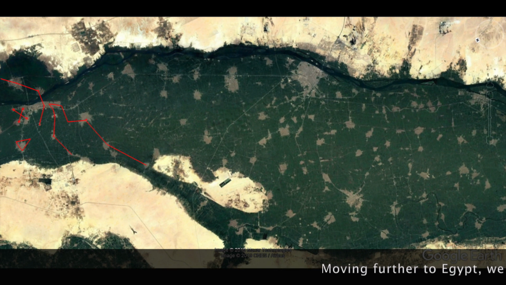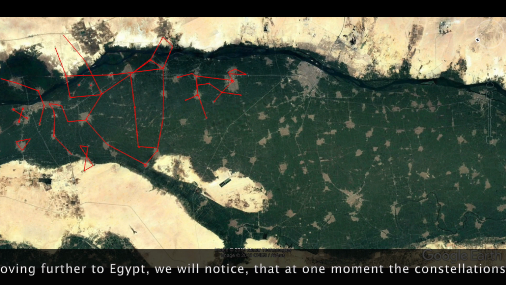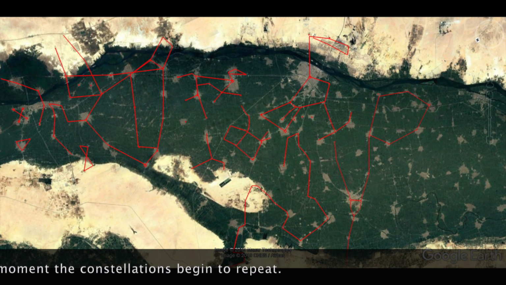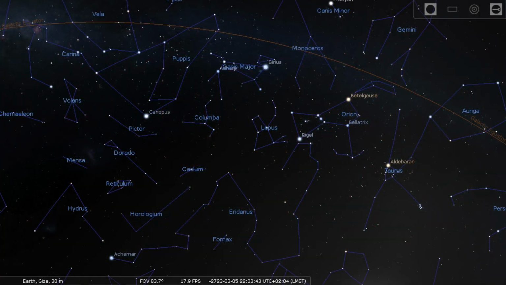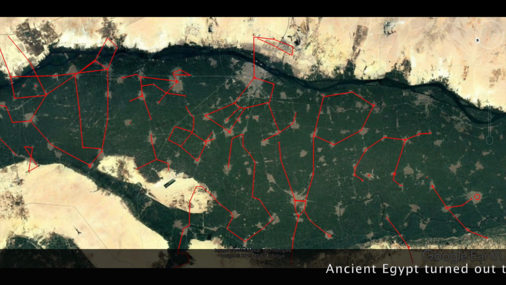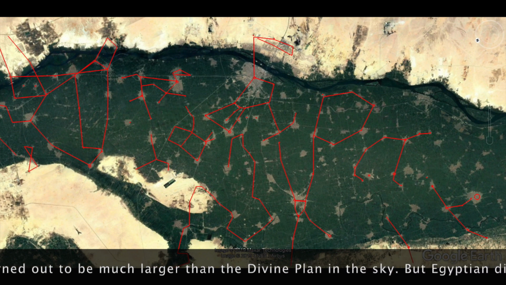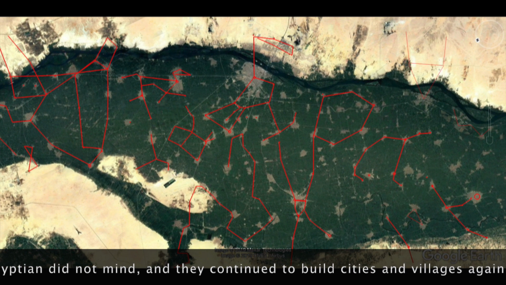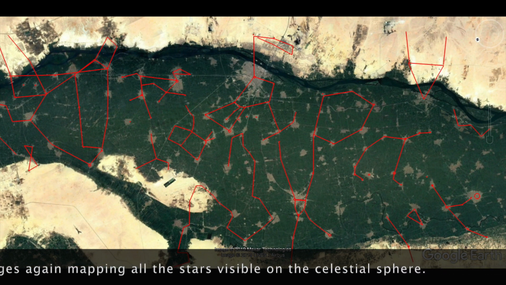Moving further into Egypt, we will notice that at one moment the constellations begin to repeat. Ancient Egypt turned out to be much larger than the divine plan in the sky. But the Egyptians did not mind, and they continued to build cities and villages, again mapping all the stars visible on the celestial sphere.